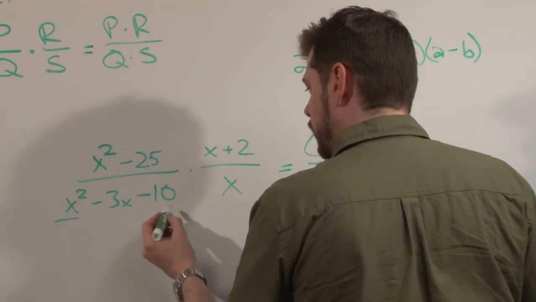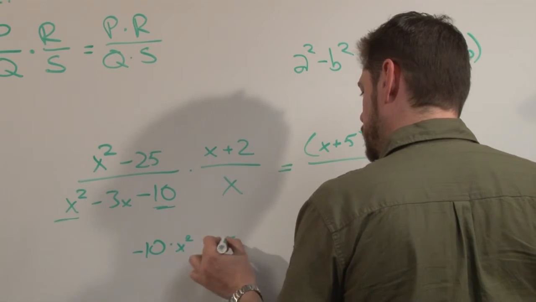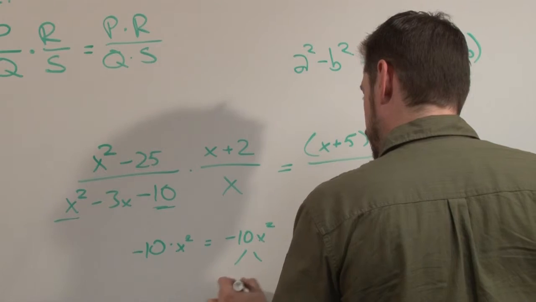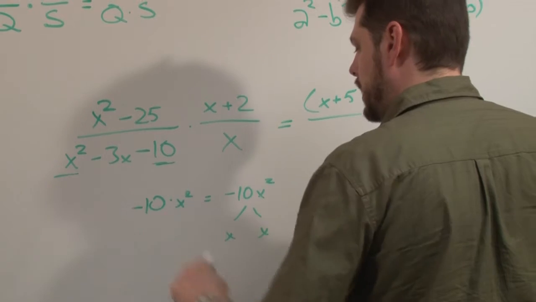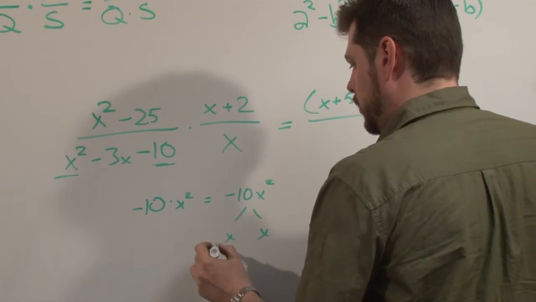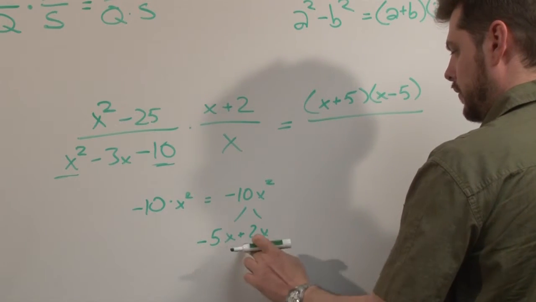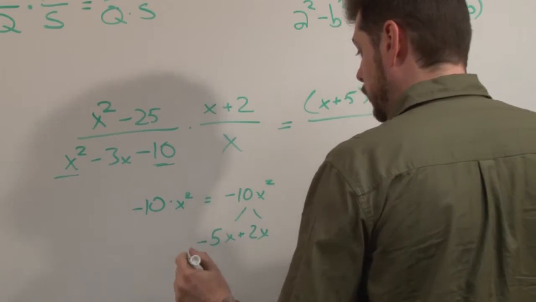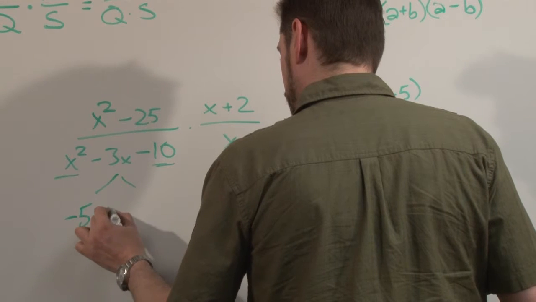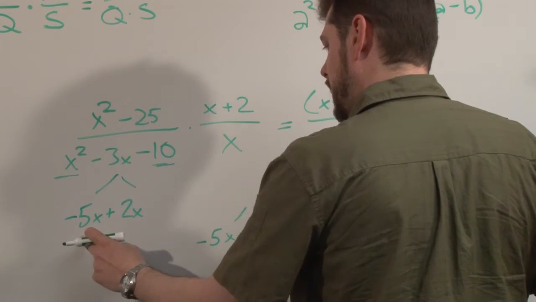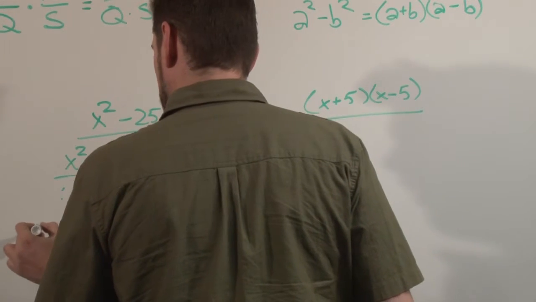So again, I'm looking for a product of negative 10 times x squared, which is negative 10x squared. Factors of x squared are x and x. The factors of negative 10 I need to add up to negative 3. And I'll note right away that it is 5 and 2. When I add negative 5 to positive 2, I get negative 3. So let me carry that over. Rewrite my middle term as a sum of negative 5x plus 2x. And then just drop down my negative 10 and drop down my x squared.